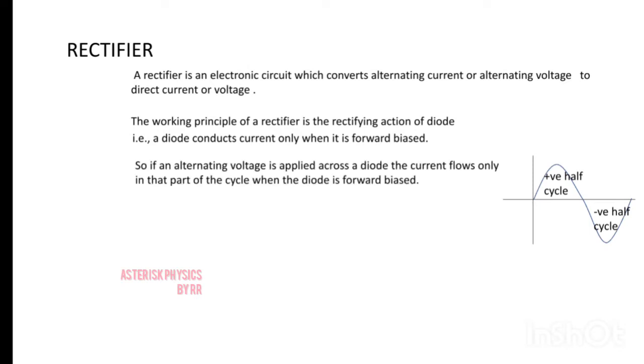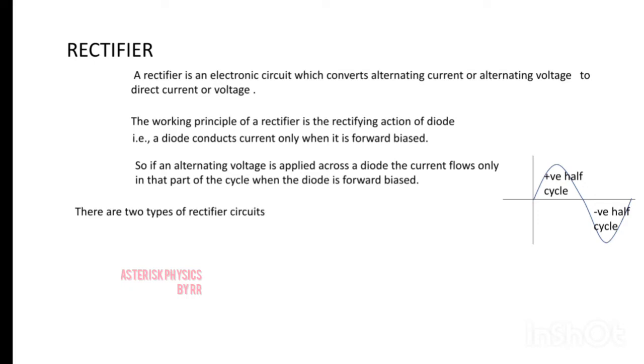So if an alternating voltage is applied across a diode, the current flows only in that part of the cycle when the diode is forward biased. That is, if the positive half cycle of the alternating voltage biases the diode in forward condition, then there will be current through the diode. So during the negative half cycle, the diode will be reverse biased and practically the current through the diode will be zero.